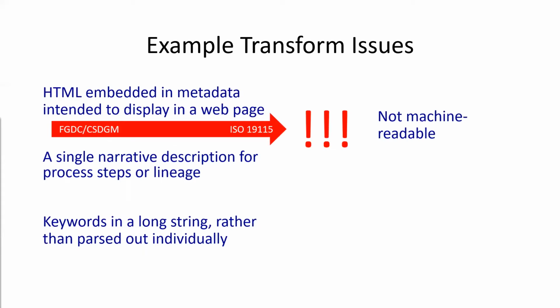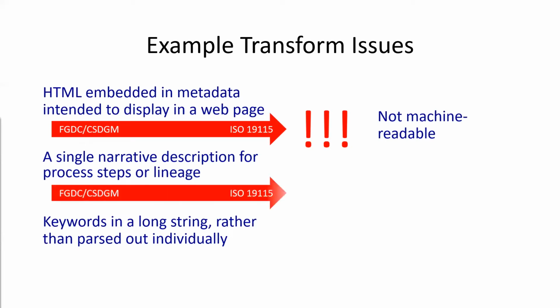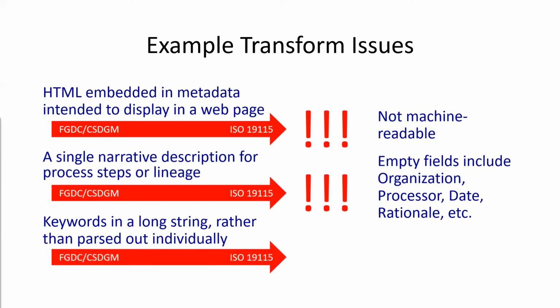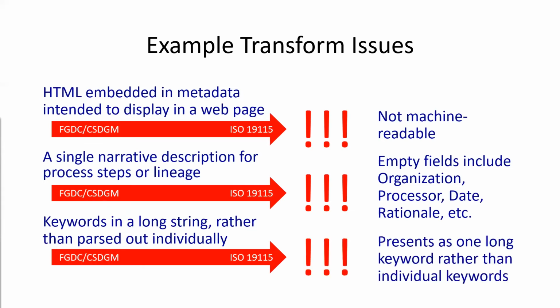A single long narrative description that includes process and lineage information rather than parsing the information into relevant fields, for instance, may result in empty ISO 19115 lineage fields, including organization, processor, rationale, and process date. And keywords presented in a long string as opposed to parsed out individually may present as a single, very long keyword instead of individual keywords, making it harder to search for and find the records.